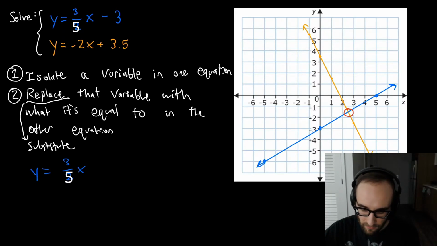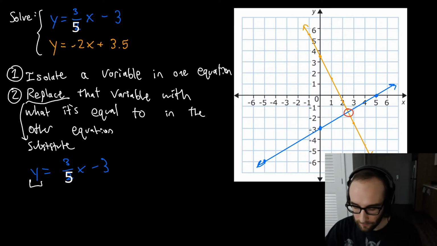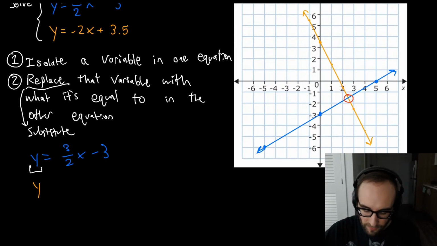Okay, so specifically looking at this example, as you can see, we have y equals 3/2 x minus 3. We have already isolated the variable y. Sometimes you'll be given an equation where a variable is already by itself on one side. In this case, y is by itself. So we're done with step number 1. And then we're taking a look at step number 2, y equals -2x plus 3.5.